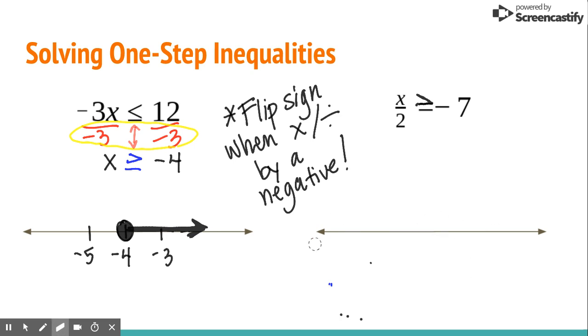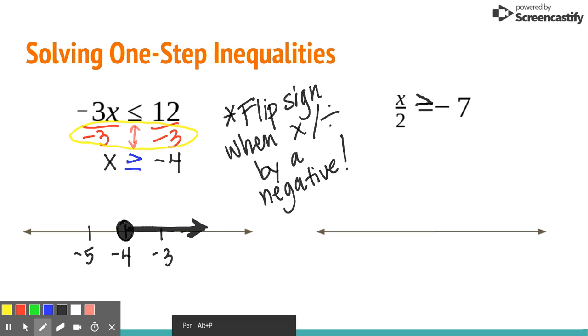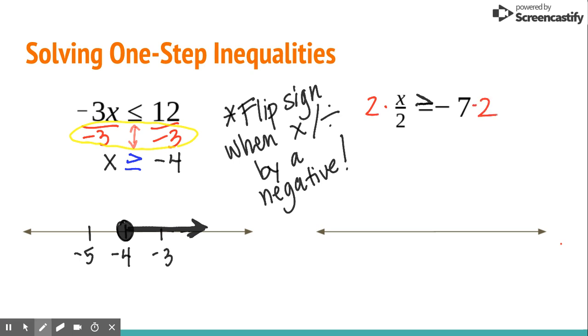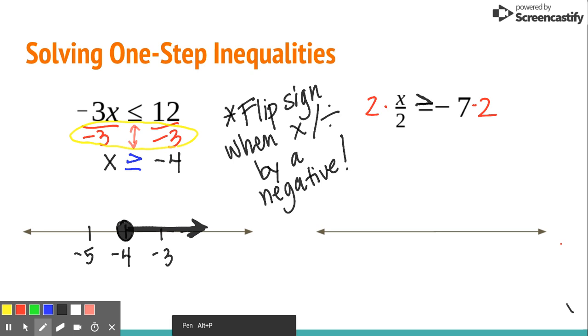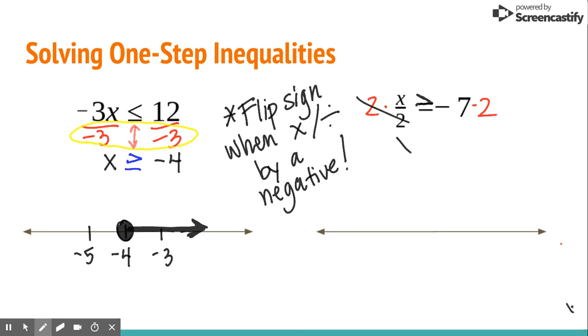Okay, last one. Erase all my markings here. I've got x over 2 is greater than or equal to -7. Multiply both sides by 2. I am not multiplying by a negative, so I don't have to do any flipping. The 2's go away. X is greater than or equal to -14. Do not flip unless you are multiplying or dividing by a negative. I am multiplying both sides by a positive. Just because this is -14 does not mean I flip.